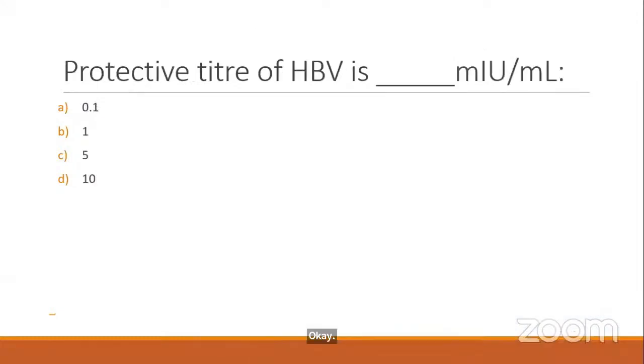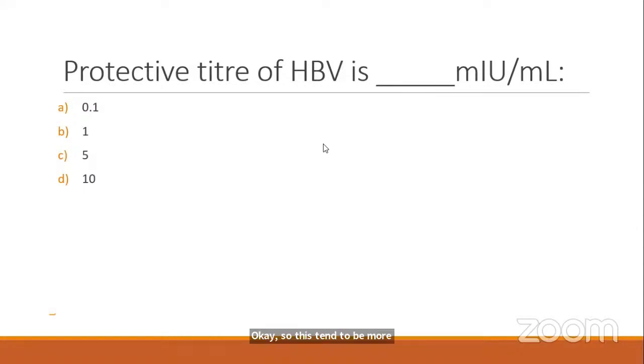So what is the protective titer? For all of you who have taken vaccination for hepatitis B or completed vaccination, what is the protective titer required? Anybody? It is 10 milli international units. Always make sure the unit is milli international unit per ml. The unit is very important. Sometimes the questioner can trick you. Okay, so it is 10. To be more precise, it is 12 milli international units.